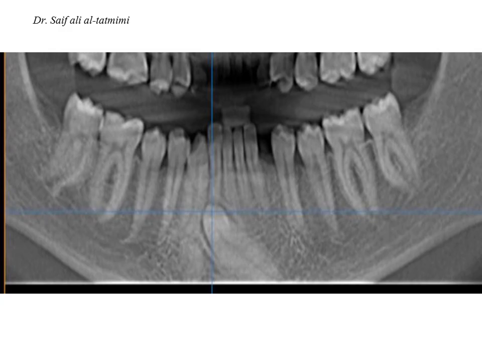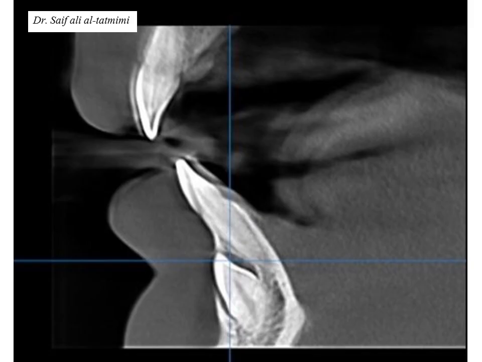Today we will show you a case of surgical extraction of an impacted mandibular canine. As we can see in the panoramic view, the tooth should be on the left side, but it migrated all the way to the right side.